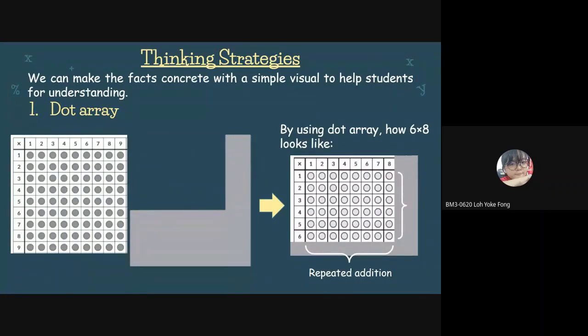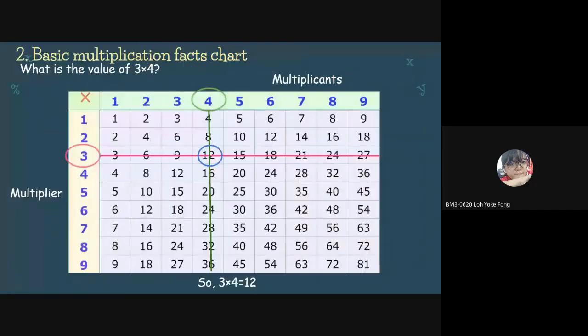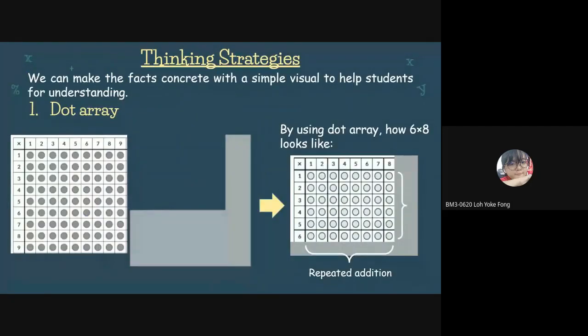And for the multiplication 1 to 9, there are 100 basic facts. Next slide, Jian. So for thinking strategies, we can make the facts concrete with a simple visual to help students with understanding. For example, a dot array.